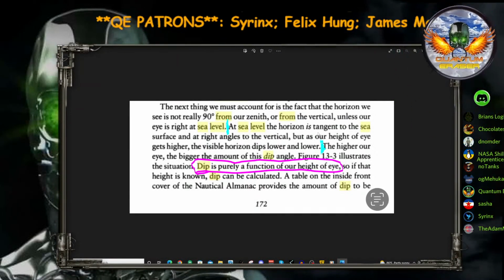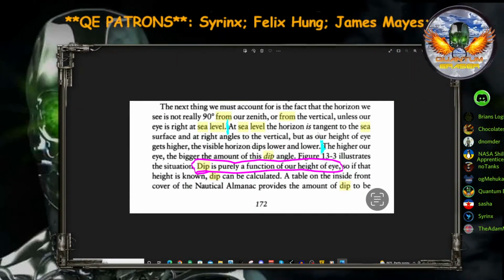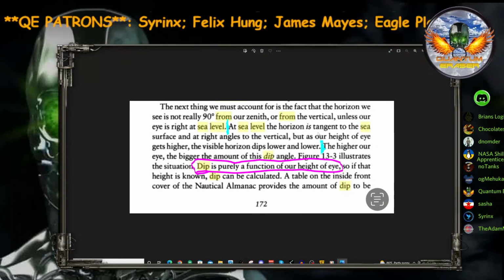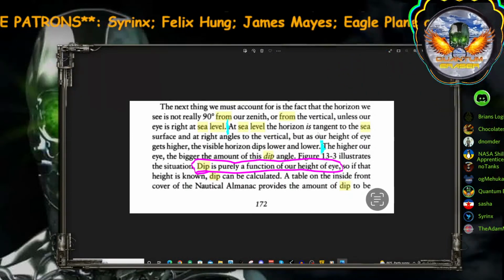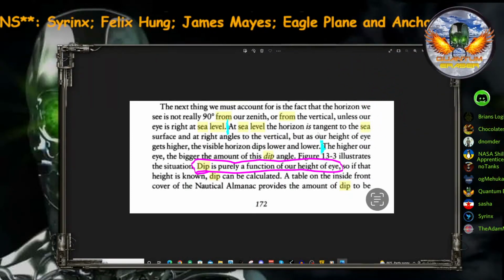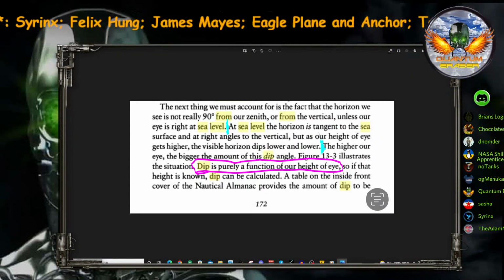So let's continue. At right angles to the vertical, this is another good one. But as our height of eye gets higher, the visible horizon dips lower and lower. Really? Can somebody show that? I want to see that.